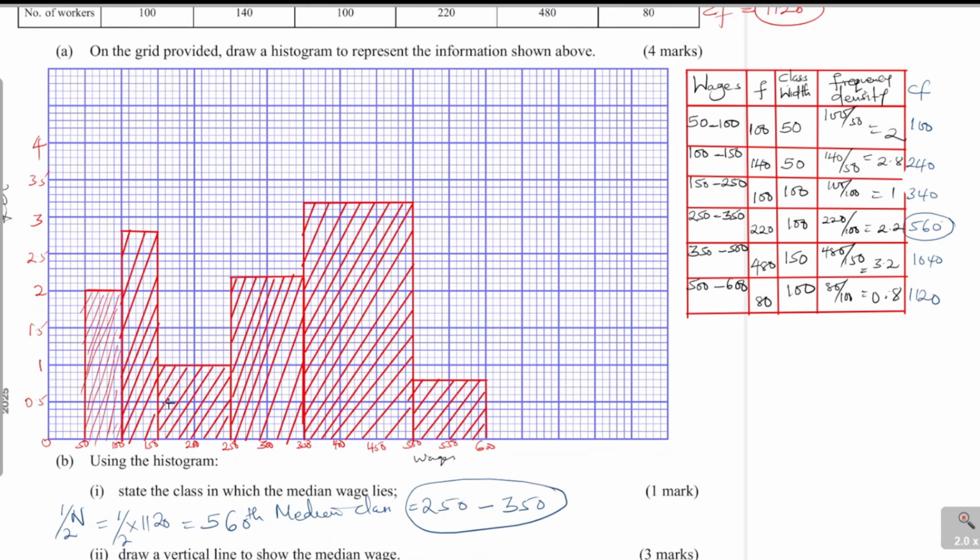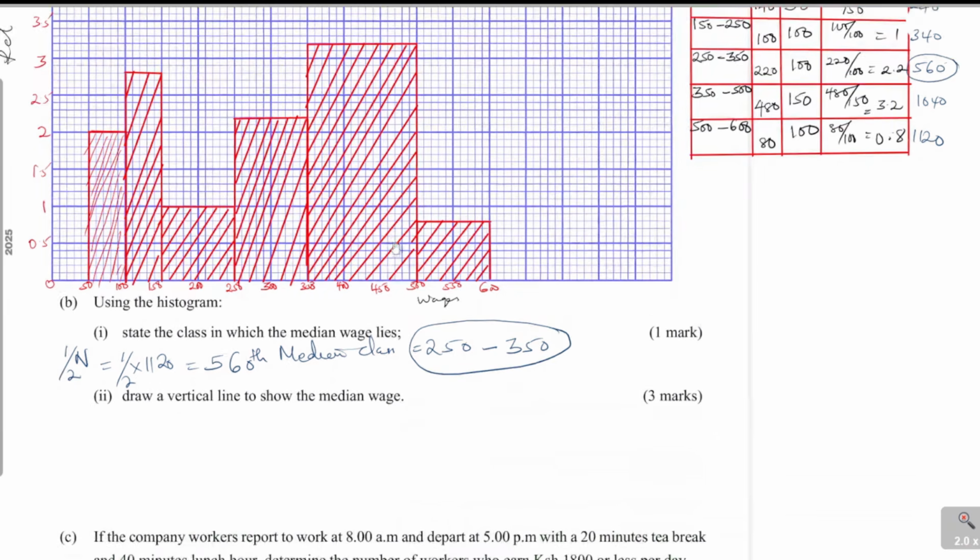So we first get the position of the median, that is a half times the total frequency. Once we do that, we got 560. Go to the table, identify where 560 lies, and you've noted that it lies in this class where you have 250 to 350. Let's go to the other question. Draw a vertical line to show the median wage.